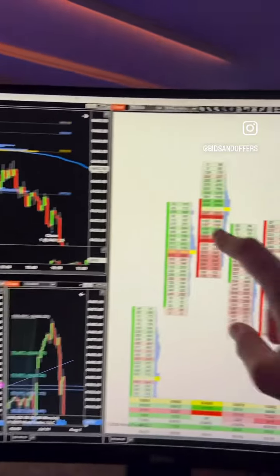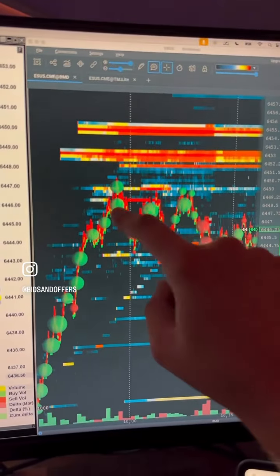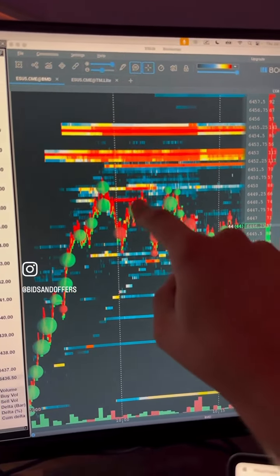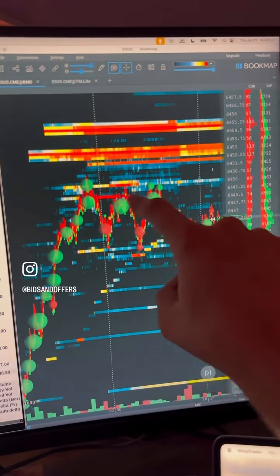What I did was as soon as this got reclaimed under on the third retest of this book map, you see lots of buying, but it won't move up. Lots of buying, but it won't move up. Sellers coming in on every dip.